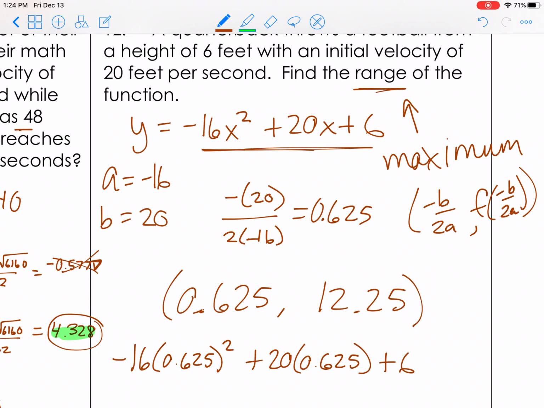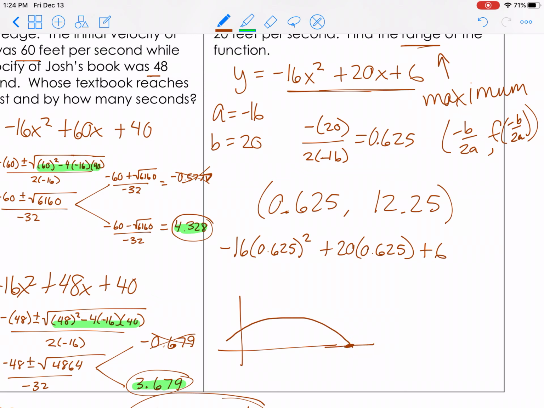If I were drawing a picture of this, he's 6 feet tall, so it kind of goes like that and then hits the ground. The range that we're talking about for this story goes from where the ground is to the highest point of wherever the person threw the ball. This isn't actually a very perfect picture, but it'll do. So the range is going to be from 0 up to the highest point that we've got, which is 12.25.